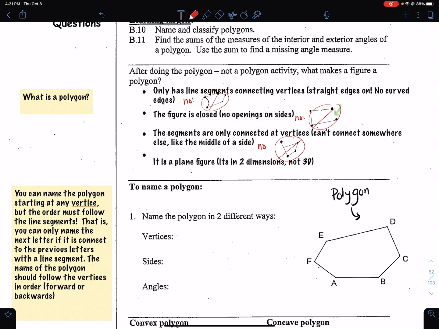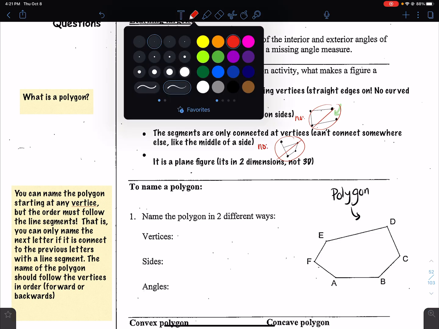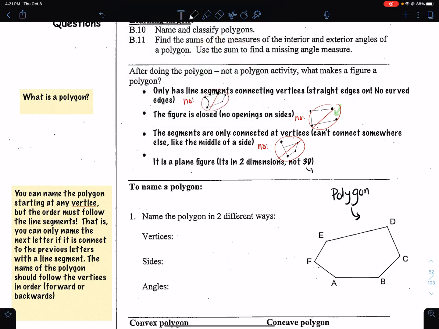And then the last one is it has to be in 2D. When it starts to be a 3D image, we call that a solid. So we're only working in 2 dimensions today. So those are the definitions of what makes a polygon. If we're ever given a picture, then you could just see if it satisfies those requirements. So this one here is a polygon because it only has straight edges connecting the dots. There's no openings, right? Everything is closed off from the outside, and it is on flat paper. So that's the definition of what is a polygon.